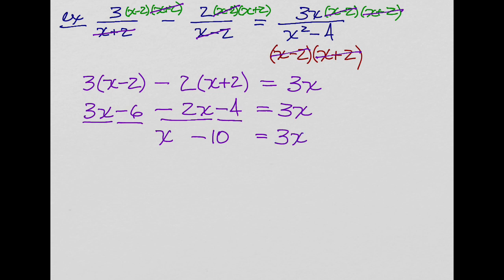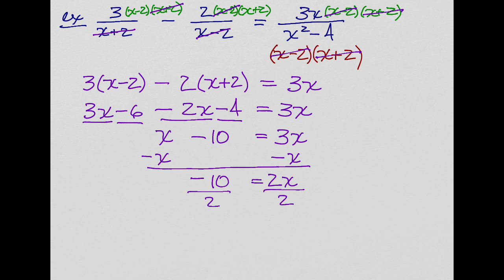Now I want all the x's together on one side of the equal sign. So I'll do that by subtracting. I'm going to put them on the right because there's more of them over there already. 3x minus x. Last thing left to do, I'll divide by 2. And we get x equals negative 5.